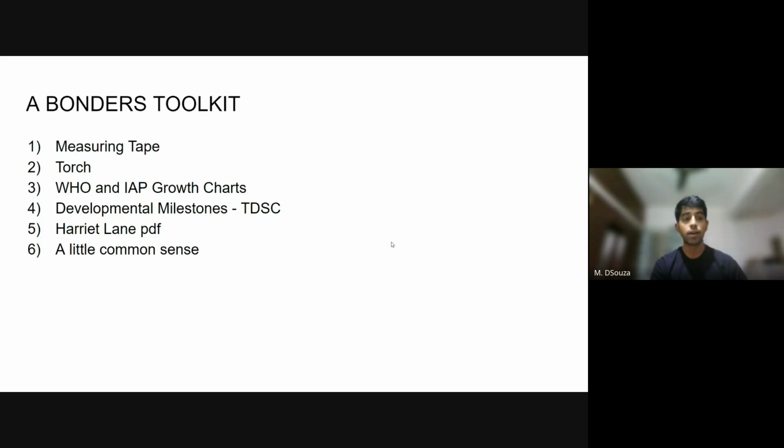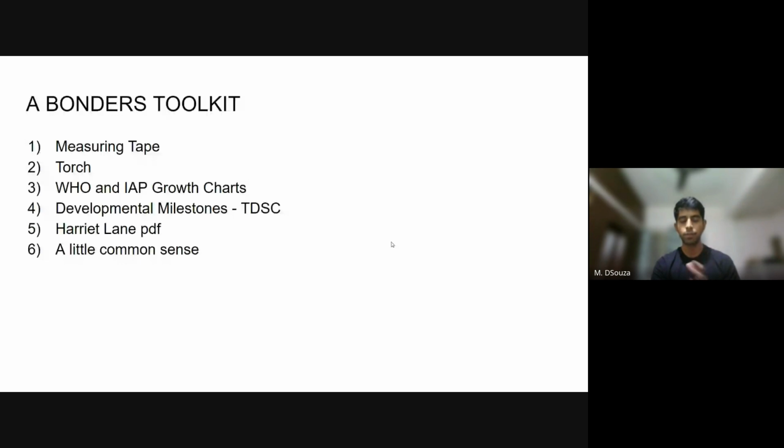And Harriet Lane. I'd say that as a pediatrician, it's necessary that everyone has a Harriet Lane, but even before that, when you're pursuing your bonds, Harriet Lane is a very useful guide towards drug dosages and even management of a lot of common conditions. And point number 6, perhaps the most important, a little common sense. It's as they say, when you hear hooves, think horses and not zebras.